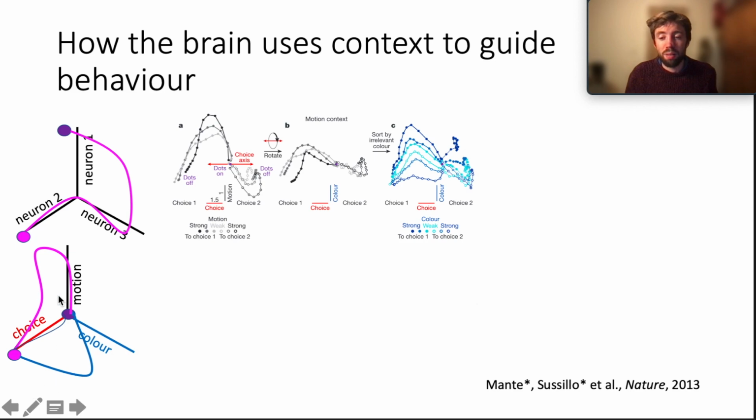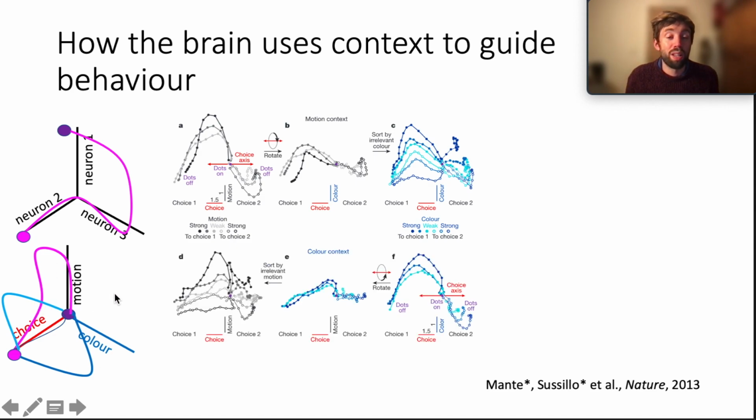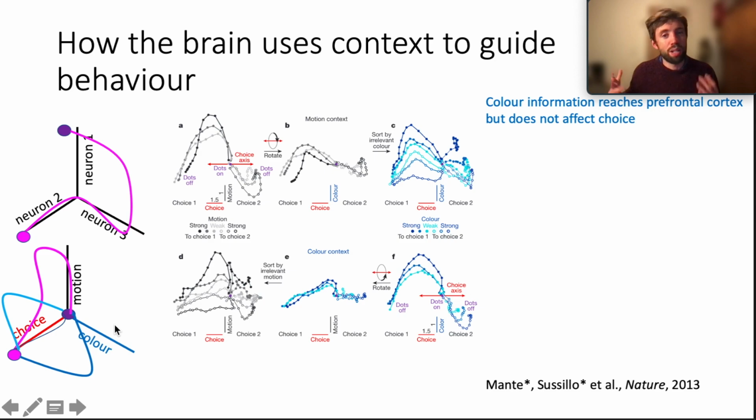And we can understand this as follows: differences in the color are strongly represented along this color axis in neural activity, but they ultimately do not affect the choice, with the same choice being made regardless of the color and solely depending on the motion direction. And we see equivalent results in the opposite direction for the color context. So this suggests that color information in the motion context indeed reaches the prefrontal cortex, this area, the frontal eye fields, but it does not affect choice.